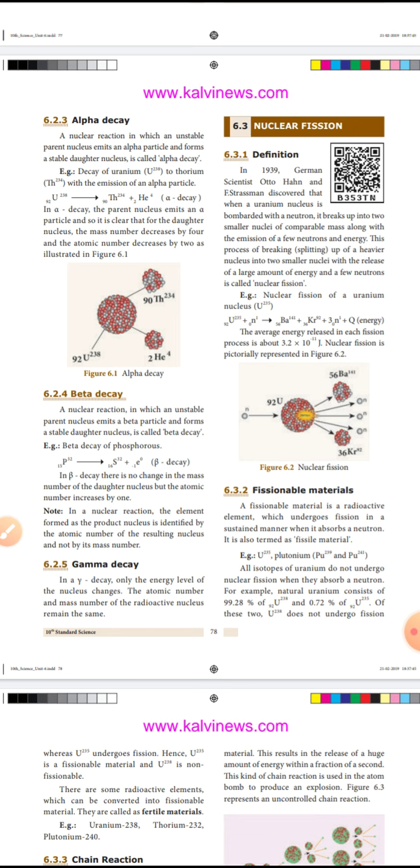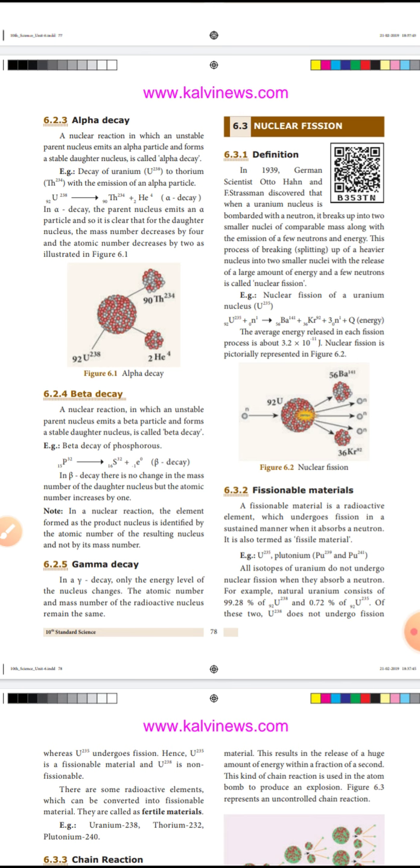So alpha means positive. A nuclear reaction in which an unstable parent nucleus emits an alpha particle and forms a stable daughter nucleus is called alpha decay. We are taking the parent nucleus that is unstable; it emits an alpha particle and forms a stable daughter nucleus. That is alpha decay.